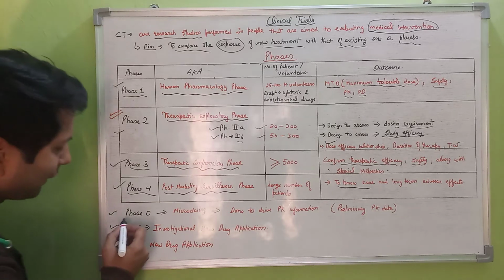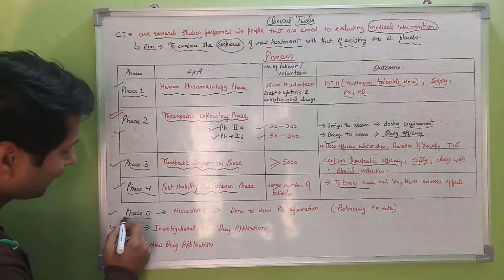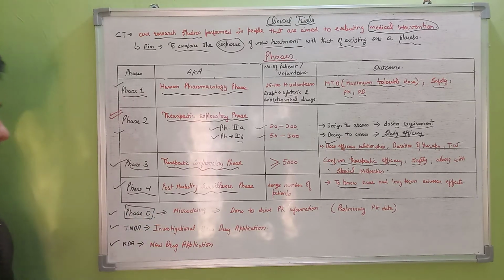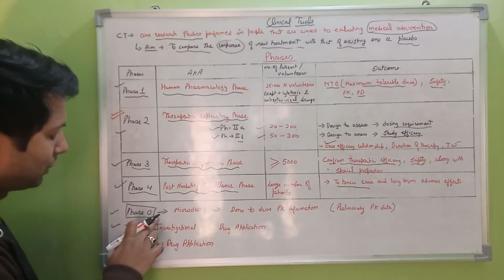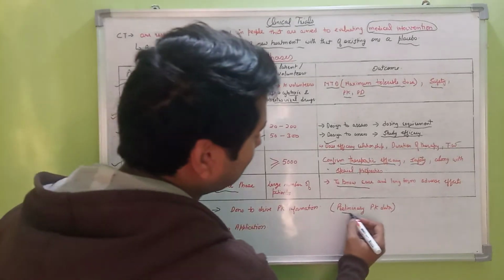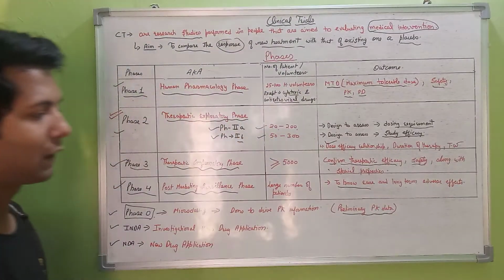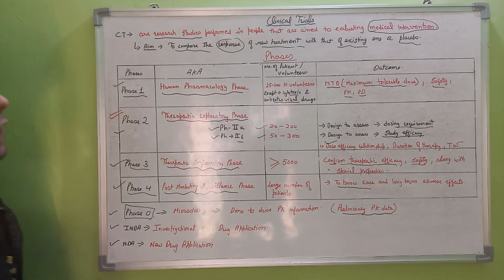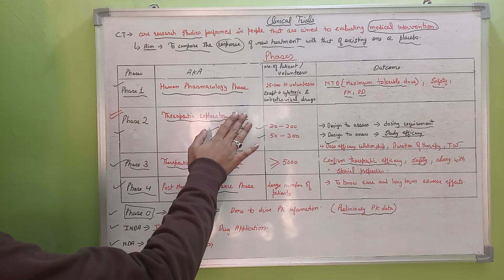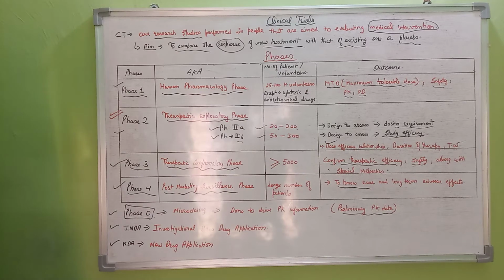There is one more phase, phase 0. This is not a mandatory phase, but some pharma companies do this phase to evaluate the preliminary PK data of the drug. So this is all about the clinical trials, and this is a brief overview of the different phases of the clinical trials.